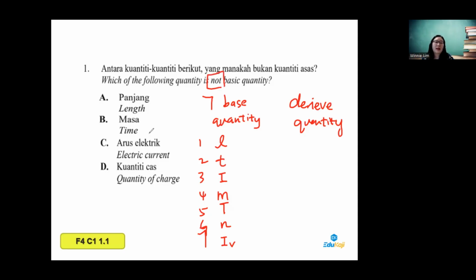Since length, time, and electric current are basic, these 3 are not the answer. The only one showing here which is not from these 7 is quantity of charge. So the answer will be D.